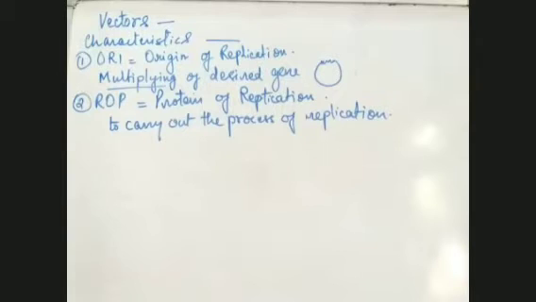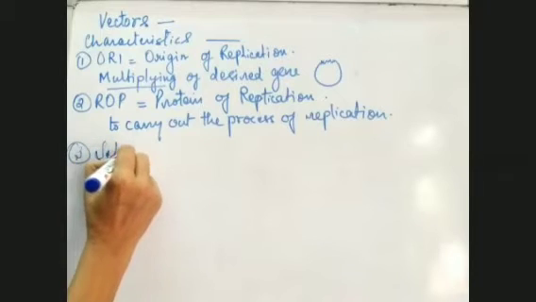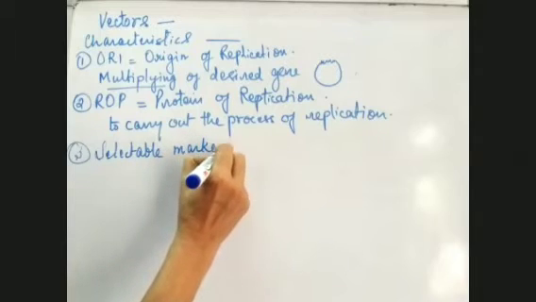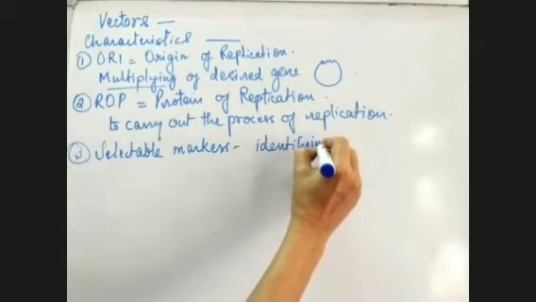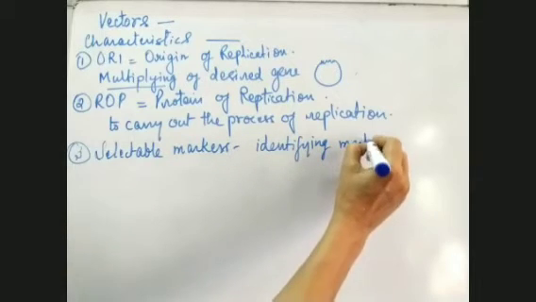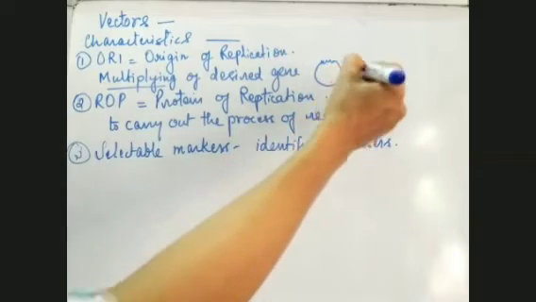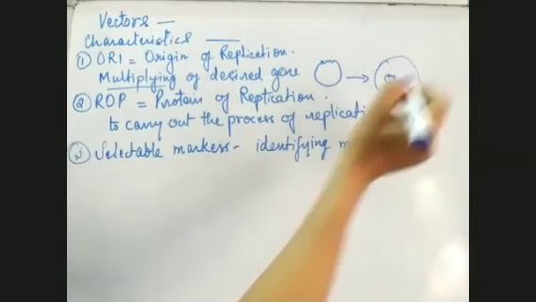Then the third important thing which the vector should have, which will carry a desired gene into the host. So the third thing, it should have selectable markers. Selectable markers are basically identifying markers. Identifying markers means how we will identify that this particular bacteria has it, because see what happens after this plasmid has been formed, it is introduced into the host. Host is mostly, I told you, bacteria.